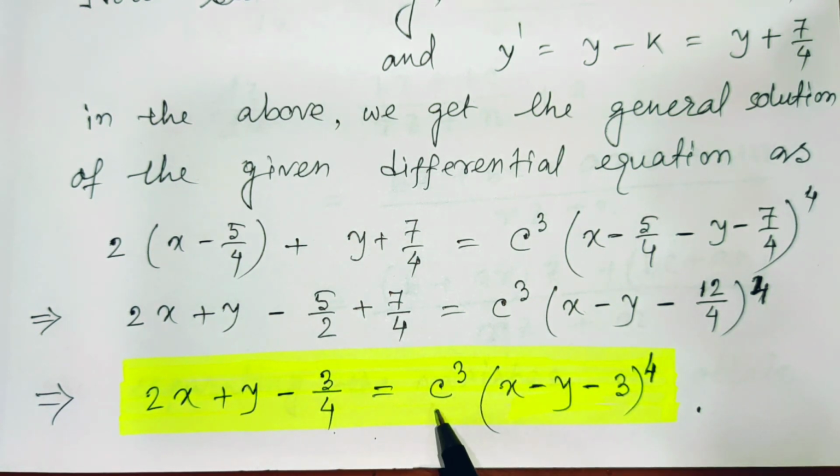This is the integrating constant, then x minus y minus 3 whole to the power of 4, which is our general solution. So in this way we can solve it.